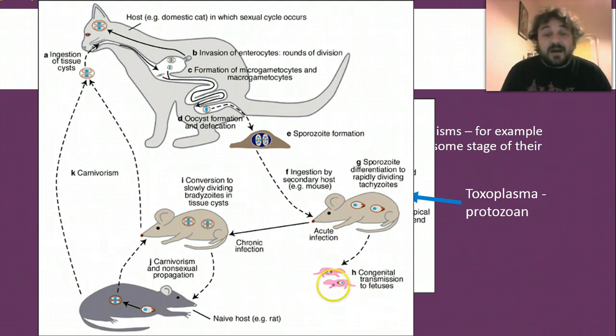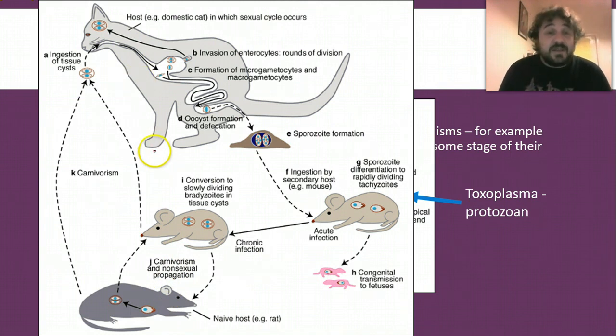Now, it can pass it on to babies, but that's not really the point of this. It starts off as an acute infection, and then it becomes chronic, because it starts to spread and creates cysts, little growths full of them inside its digestive tract. Then the mouse gets eaten by a rat. I wonder if you knew that happened. The mouse gets eaten by a rat, and then the rat gets eaten by the cat, and it starts all over again.